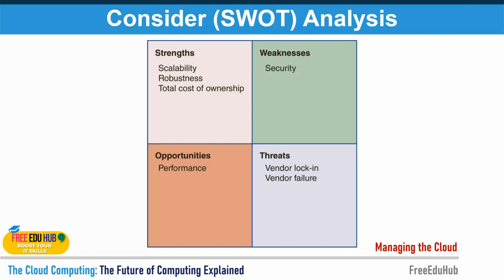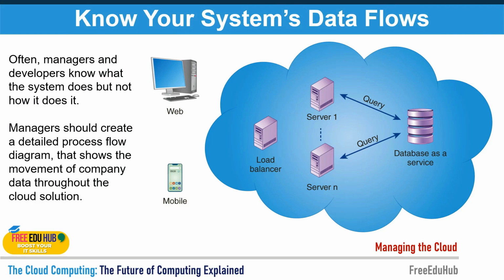Now whenever we talk about any systems, or about implementing them or moving them from on-premises to the cloud, we always consider SWOT analysis, which is strengths, weaknesses, opportunities, and threats. So in strengths, we calculate the scalability, robustness, and the total cost of ownership. In weaknesses, we'll be looking at the security of it. Opportunities talks about the performance, and the threats are vendor lock-in and vendor failure. We'll be covering it shortly in the lecture.